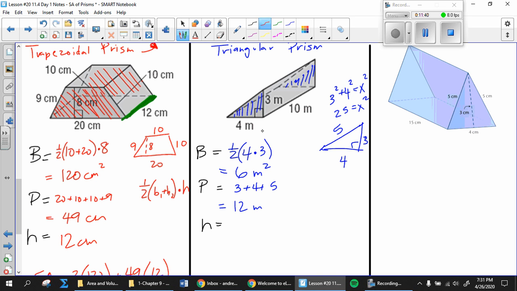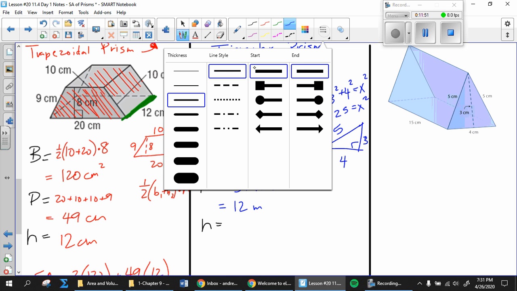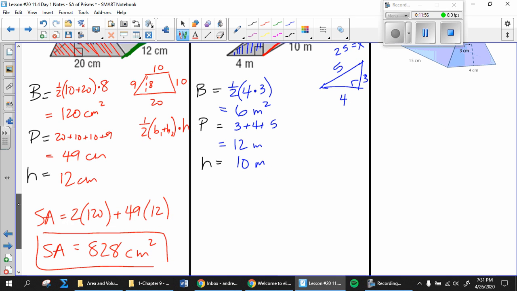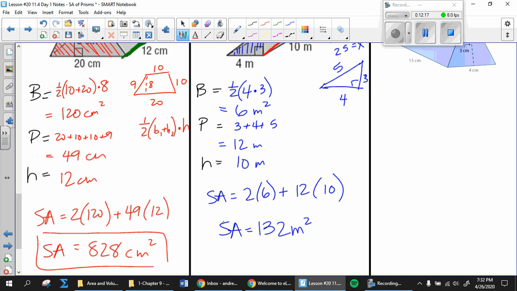And then last thing, h, distance from triangle to triangle, distance from base to base, is going to be this length right here. And so that length is given to us. So my h is going to be 10. And so all I have to do to find surface area is 2B, so 2 times 6, plus P, which is 12, times h, which is 10. This is 120 plus 12, so 132 meters squared.